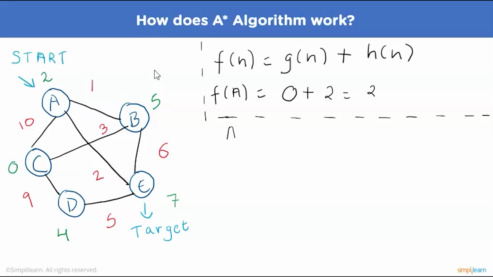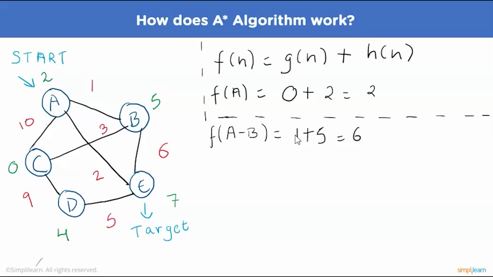So now let's find the cost of taking the path A to B, right? A to B, so you have to add the path value plus the heuristic value. The weight of taking the path A to B is nothing but 1, and the heuristic value of B is 5. So this is going to give us 6.